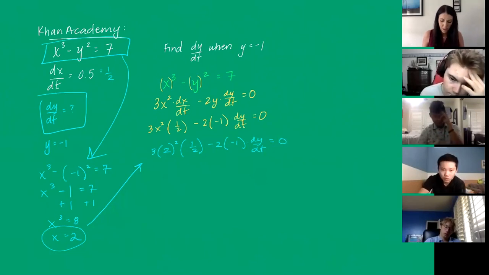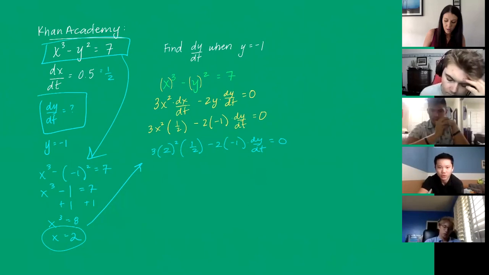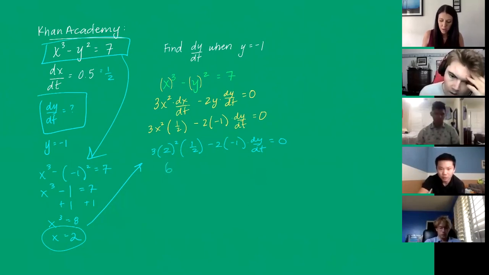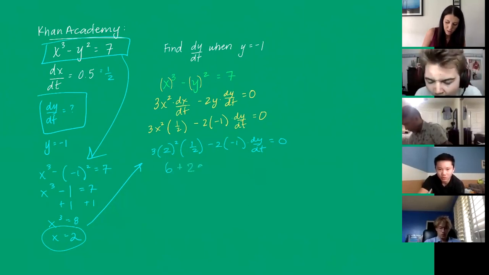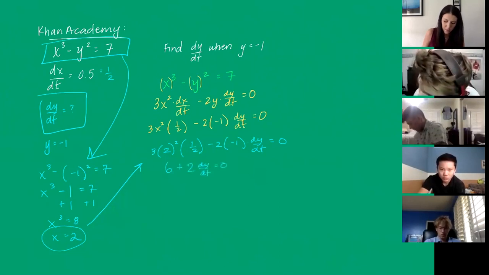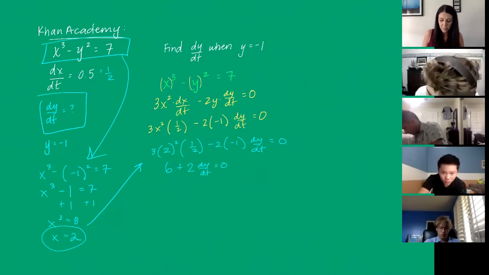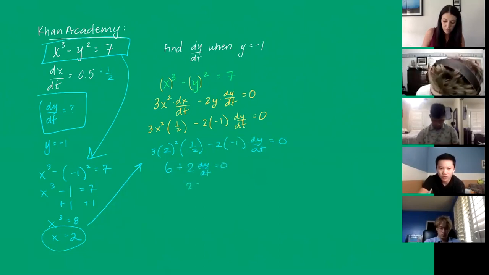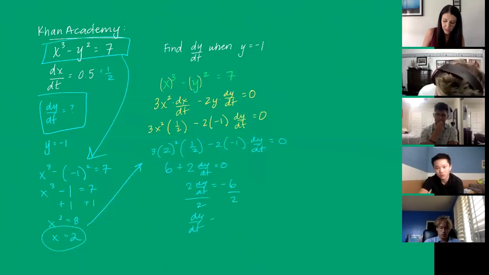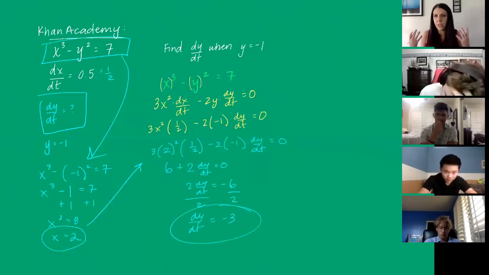Okay, so you could first, I guess, simplify. So the first part would be 3 times 4 times 1/2, so that would be 6. Okay, perfect. And then it would be plus 2 dy over dt equals 0. Keep going. So then you would get 2 dy over dt equals -6. So then dy over dt equals -3. If you divide 2. Fantastic. Perfect. And I don't really care if you show that divide by 2 step. Okay, so dy dt equals -3.